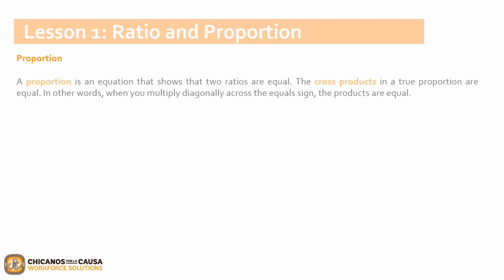Proportion. A proportion is an equation that shows that 2 ratios are equal. The cross products in a true proportion are equal. In other words, when you multiply diagonally across the equal sign, the products are equal.